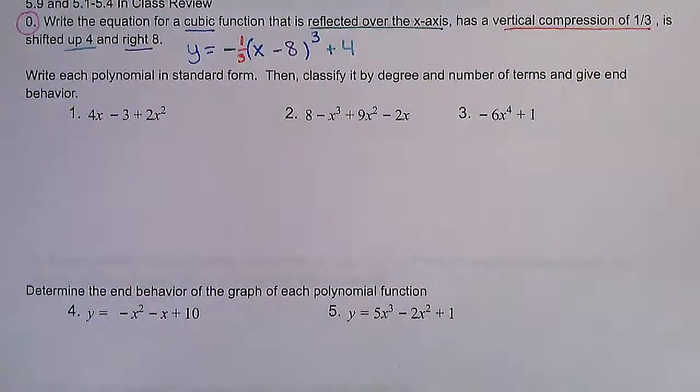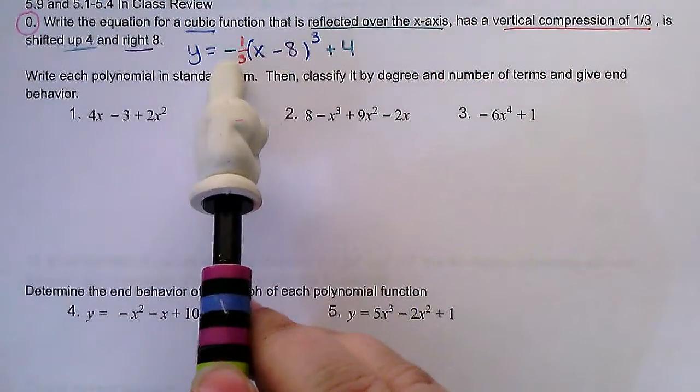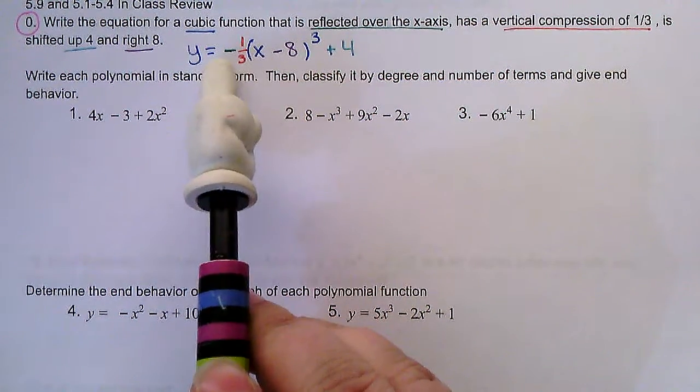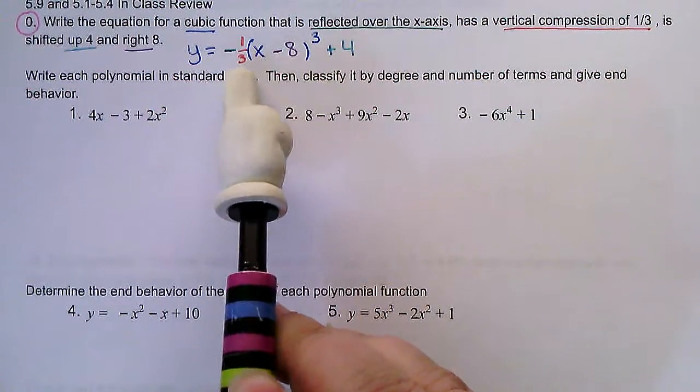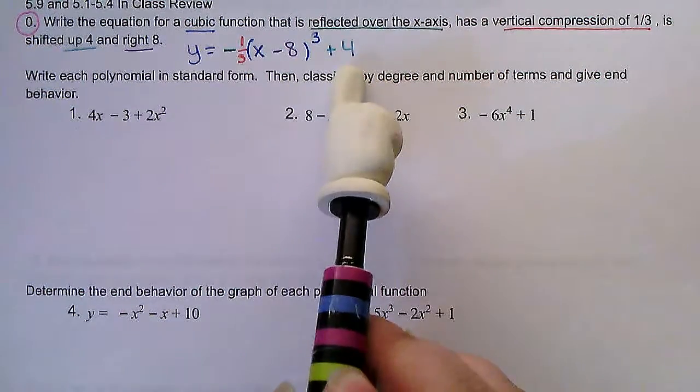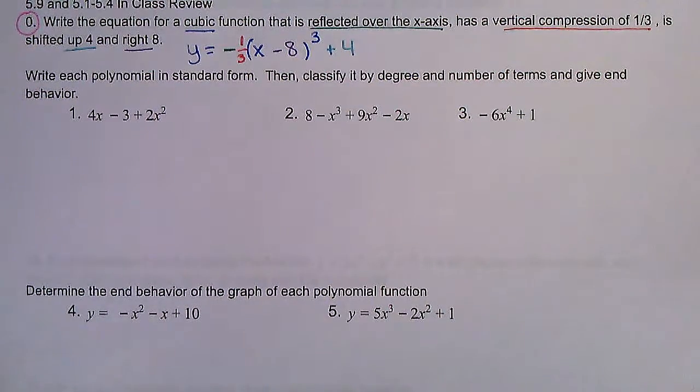So is that our full equation? We have an equation, so we have an equal sign. We have y and x. We have a cubic, so we have the to the third. We have reflected over the x-axis right here. If it were reflected over the y-axis, where would it be? Inside, in front of the x, yeah. But reflected over the x-axis is out here, vertical compression of 1/3, right 8 and up 4. Any questions? Okay. Let's move on then.